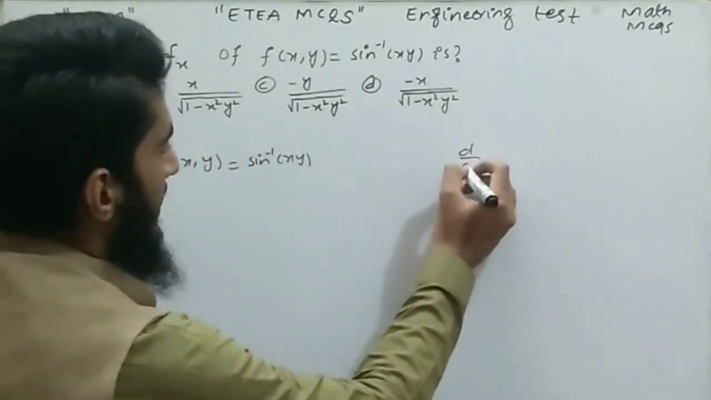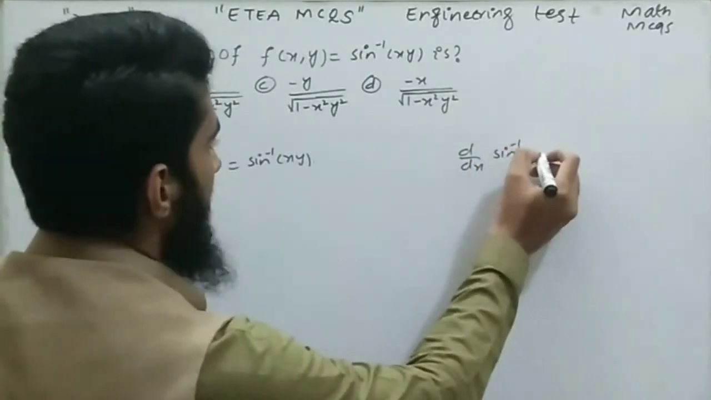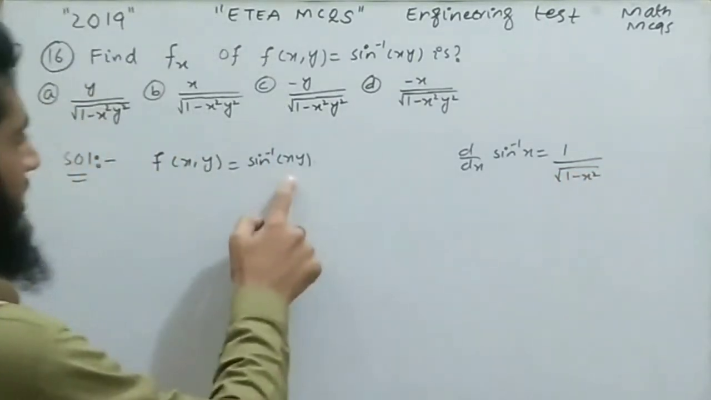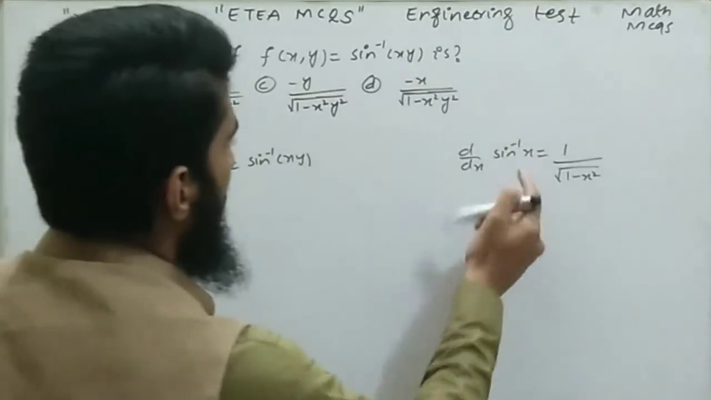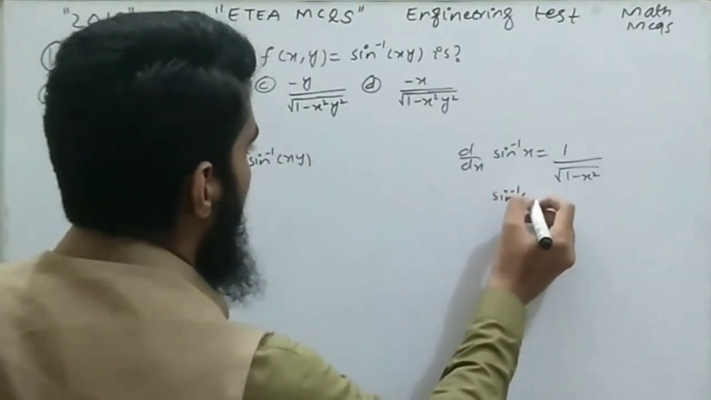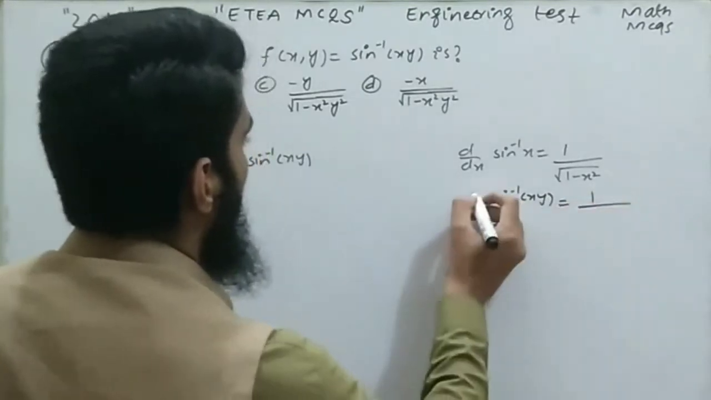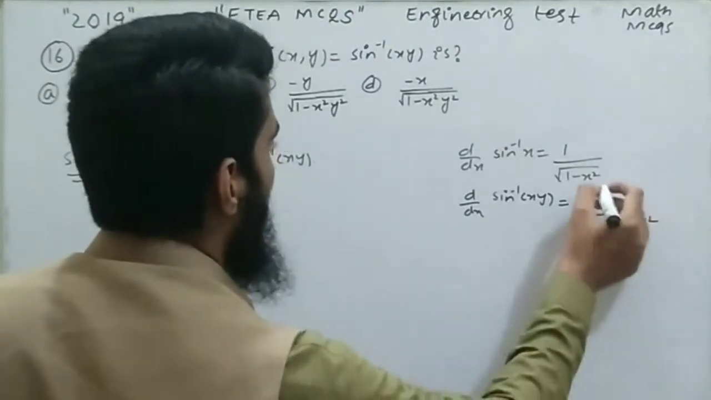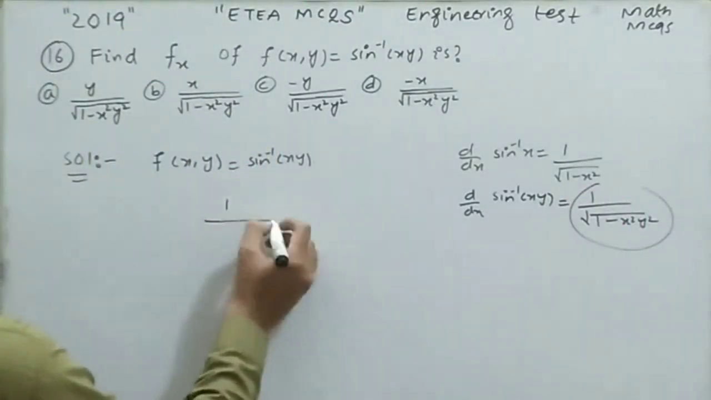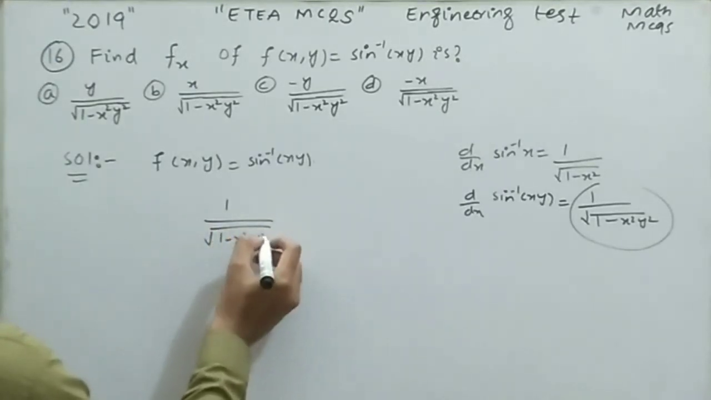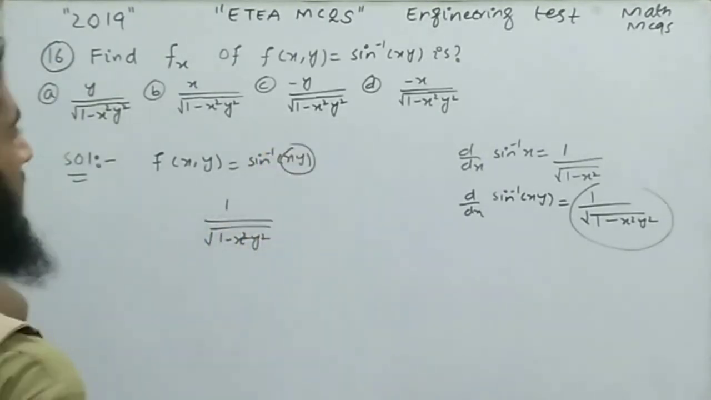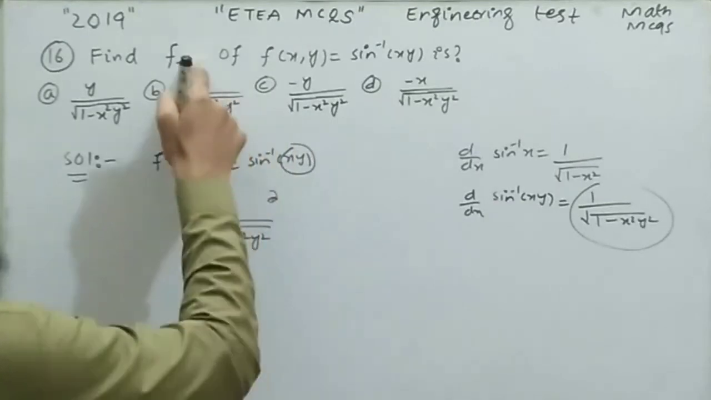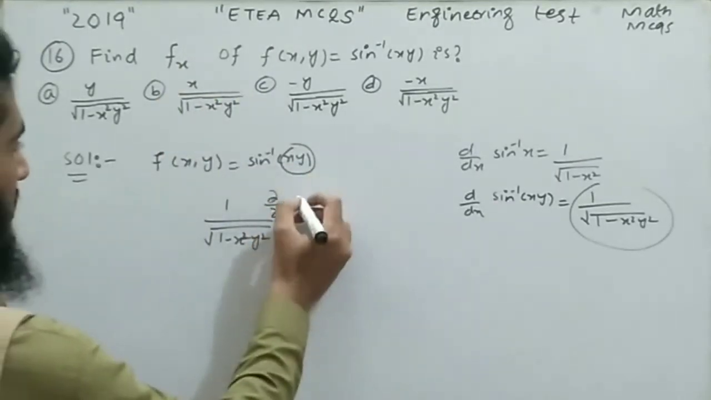Remember that the derivative of the function sine inverse x is always equal to 1 over under root of 1 minus x square. Now over here, inside sine inverse we have the inner function x y. So replace x with x y. The derivative will be 1 over under root of 1 minus x square y square. This is the derivative of the outer function. But remember, this x y is an inner function, so we will also find its derivative partially with respect to x, because in the given question we are going to find the partial derivative with respect to x.